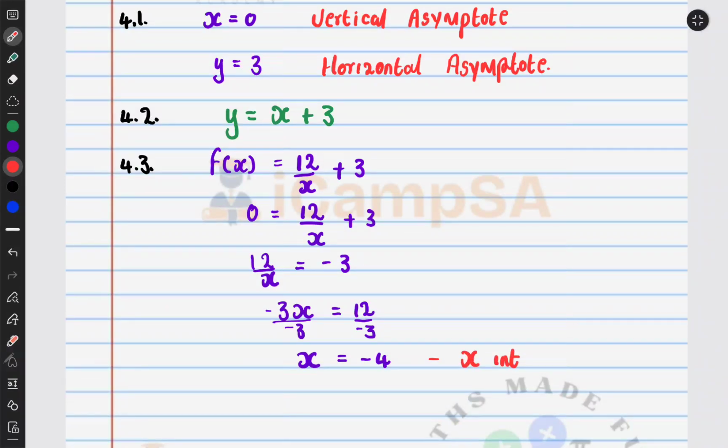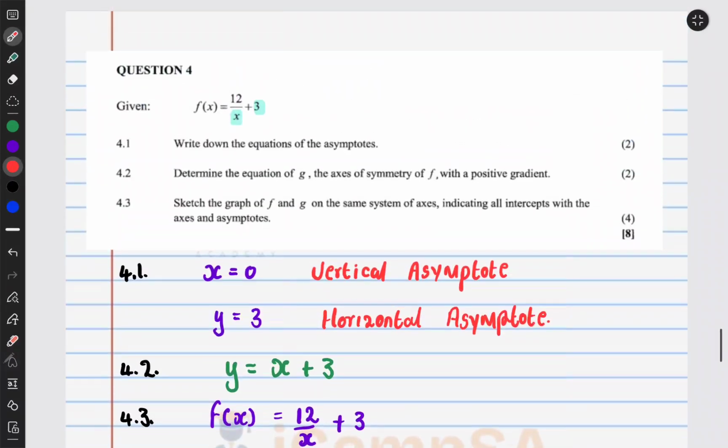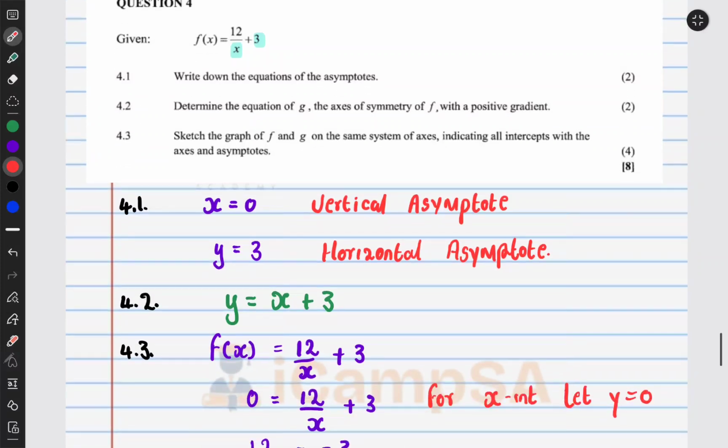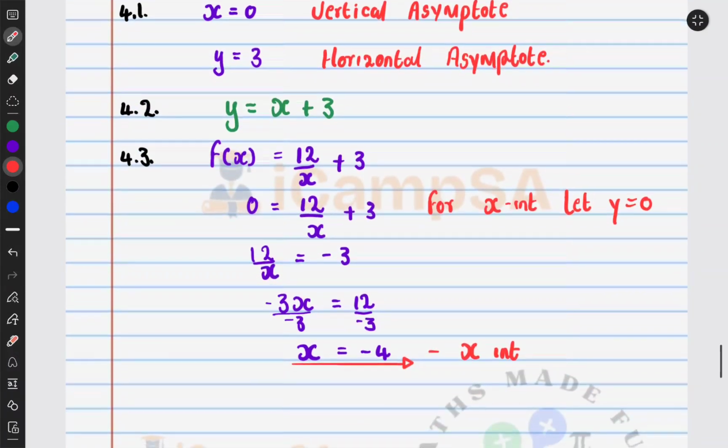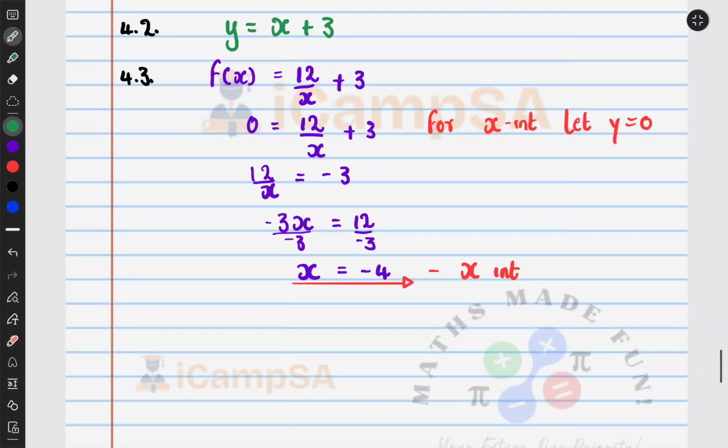Okay, I forgot to write that. For the x-intercept, we let y equal to 0. That is the x-intercept for the function f, where x is equal to negative 4. Okay, and so we only have the x-intercept for the function f. Let's go ahead and find the intercepts for the function g.